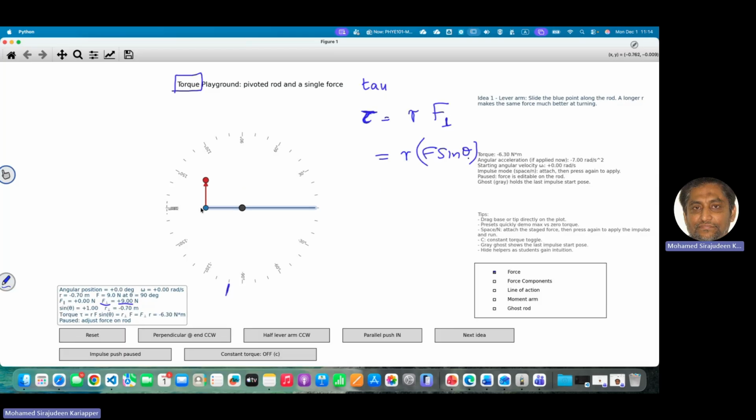Let me bring it to this side. Now which direction will it turn? Clockwise. So torque has direction, like the angular velocity has direction. Also it's one dimension. We have only two directions, positive direction and negative direction. Okay. So let me now go to the slide.